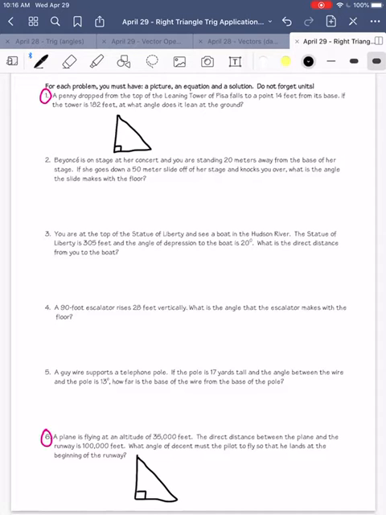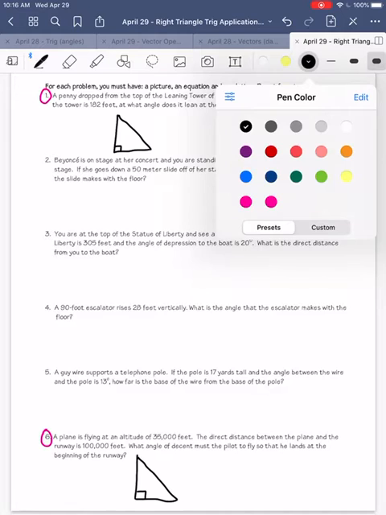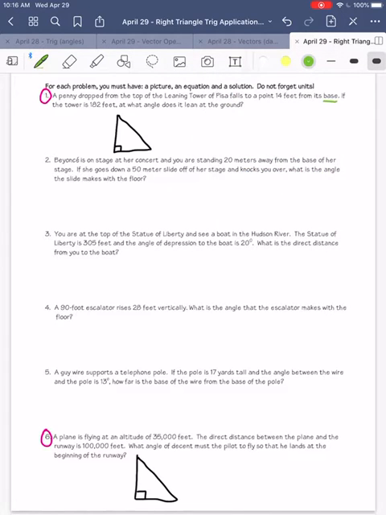All right, so a penny dropped from the top of the Leaning Tower of Pisa falls to a point 14 feet from its base. So there's one of my keywords, base. So I'm going to put 14 feet here. If the tower is 182 feet, now, here's why I picked to do this problem. It's because a lot of students are going to put 182 here.